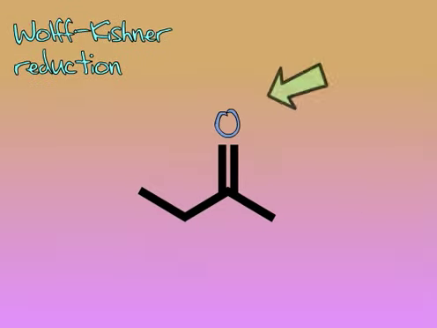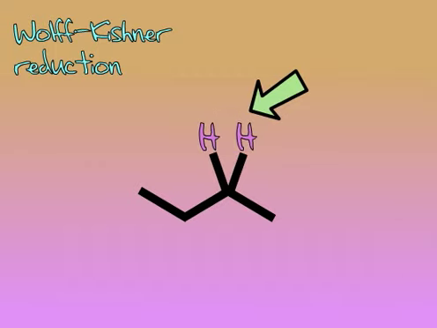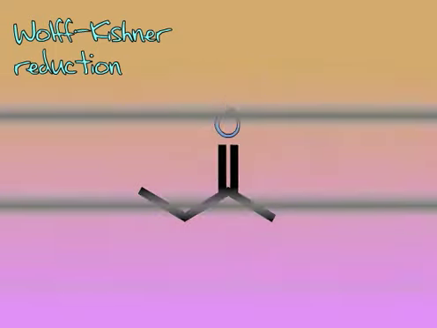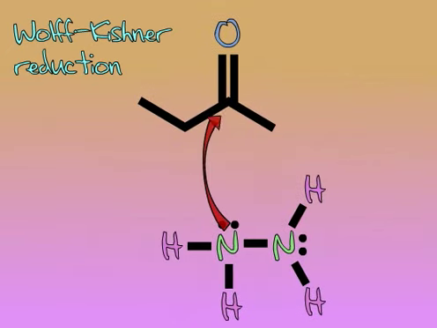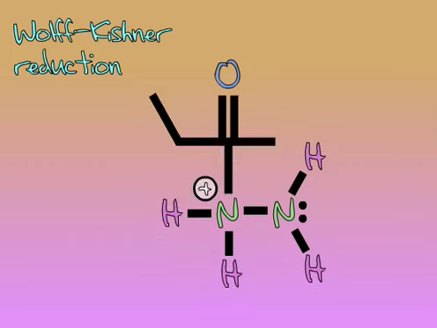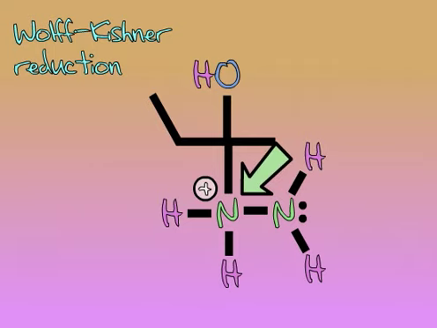Wolff-Kishner reduction is used to replace the oxygen of a carbonyl with two hydrogens. In the reaction, hydrazine is added to the carbonyl via nucleophilic addition. The carbonyl's pi electrons are pushed up onto the oxygen, which may then be protonated in acid. And this nitrogen becomes deprotonated to neutralize its charge.